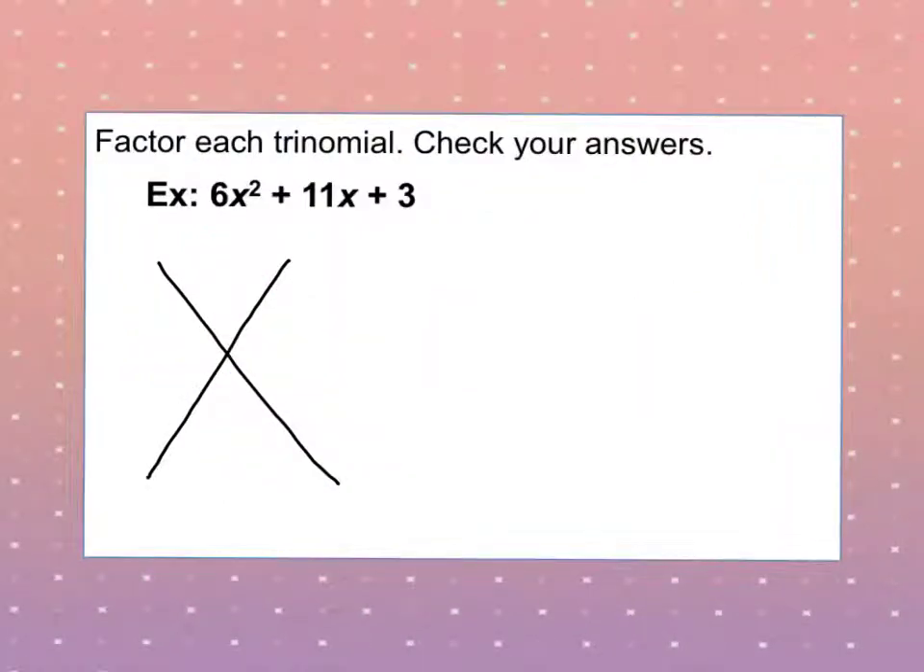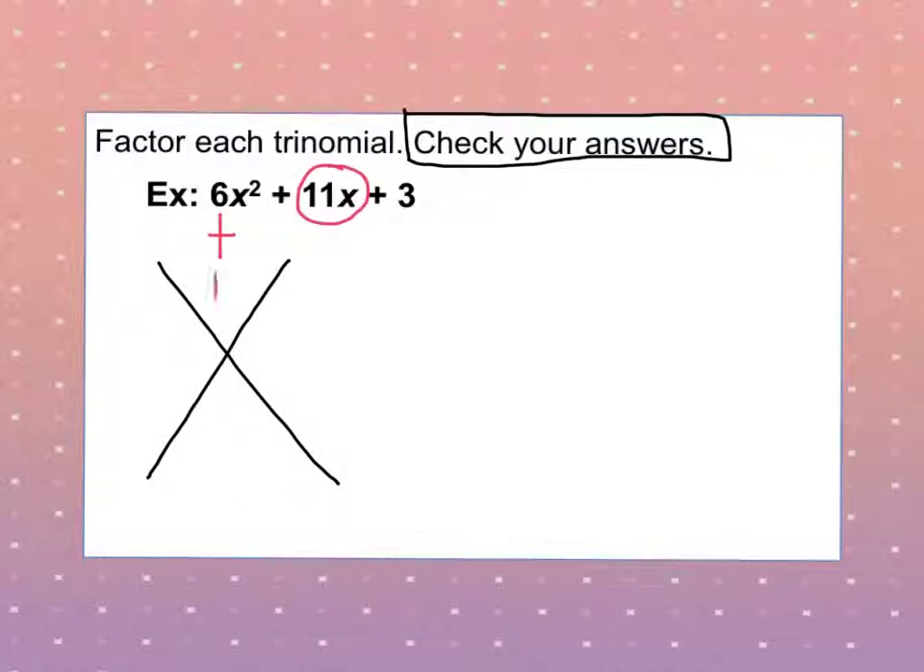Here's our first example. We are going to factor the trinomial, and then you are going to go ahead and check your answer on your own. That means you're going to use the box method or the distributive property to check your work. Up top is what we're going to add to, which was in red from the last slide. That is going to be 11, which is our B term.